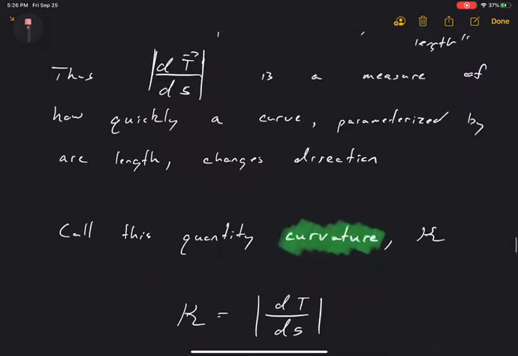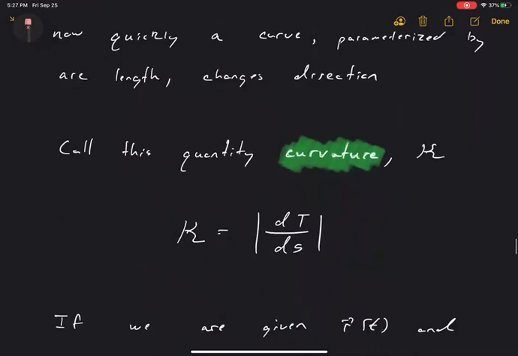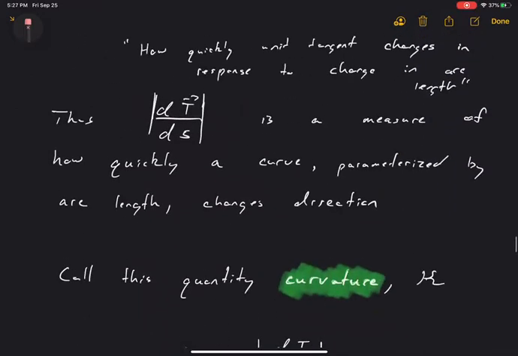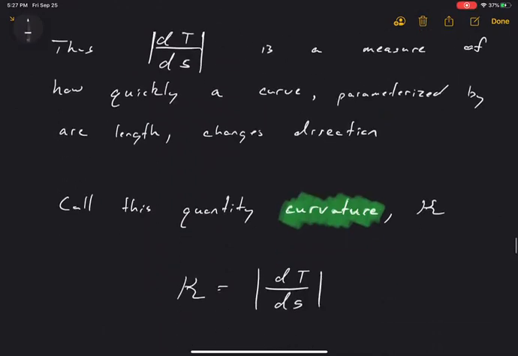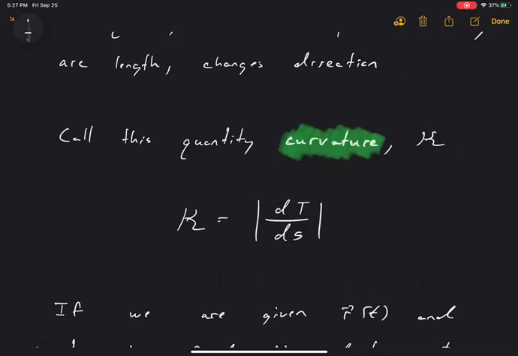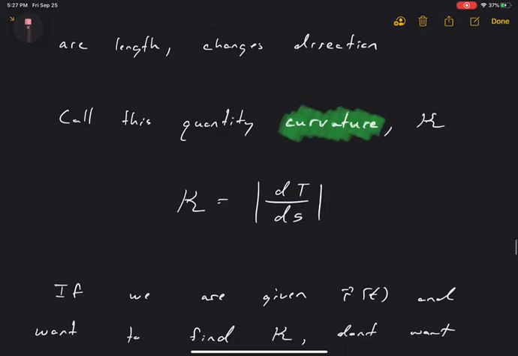Now, this is the quantity we're looking for, and we call it curvature. How big this number is is kind of the amount of curvature our graph has. And we have this notation here. This is the Greek letter kappa. It's not just a cursive K, it's a kappa. So we're going to call this quantity dT/ds curvature, and we're going to abbreviate it by kappa.